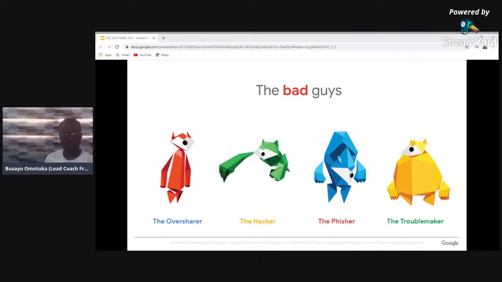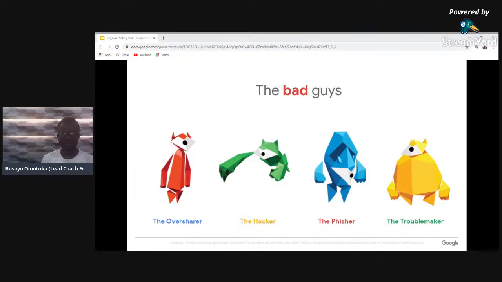So we have four categories of bad guys we can encounter on the internet. The first one is the oversharer. The second one is the hacker. The third one is the fisher, and the fourth one is the troublemaker.